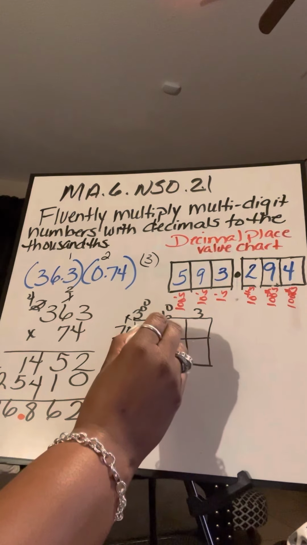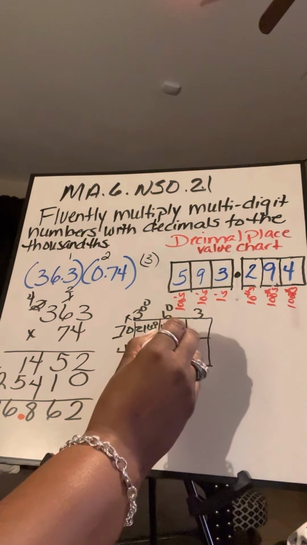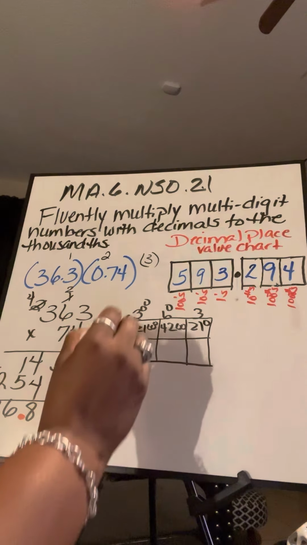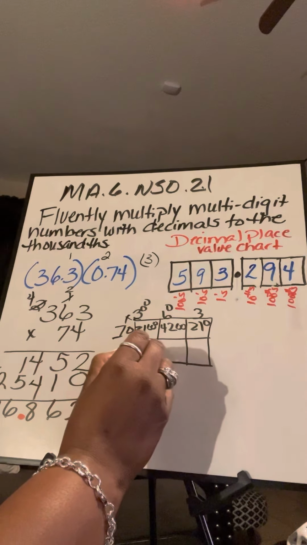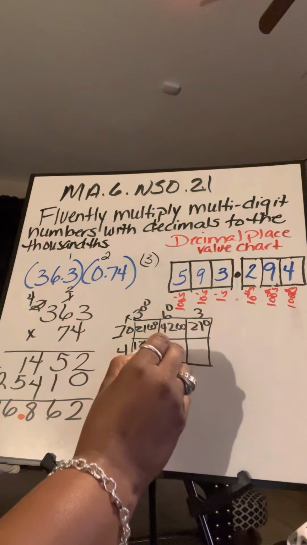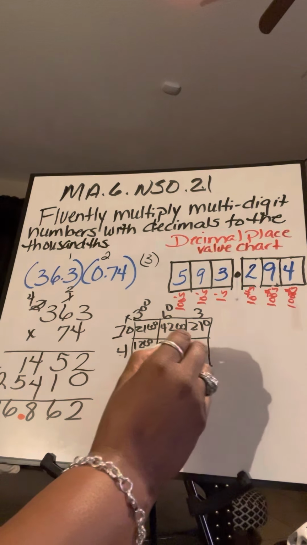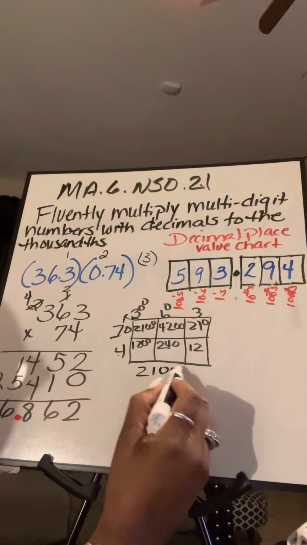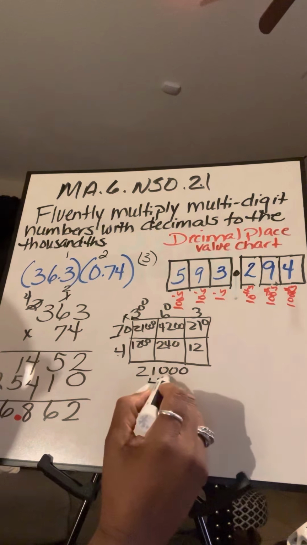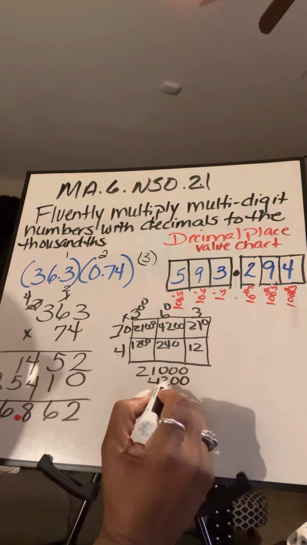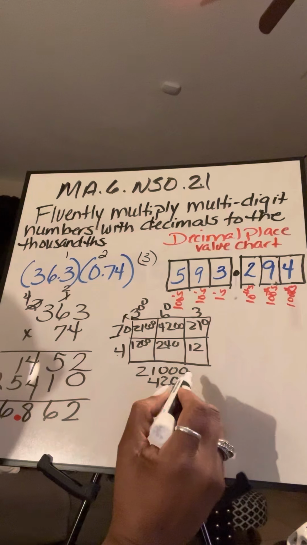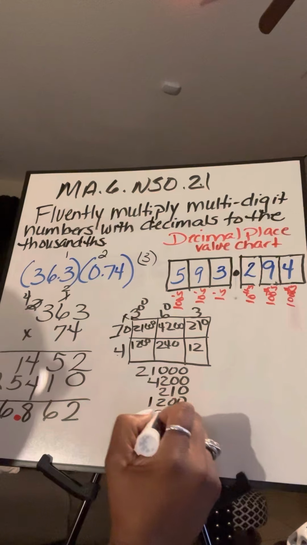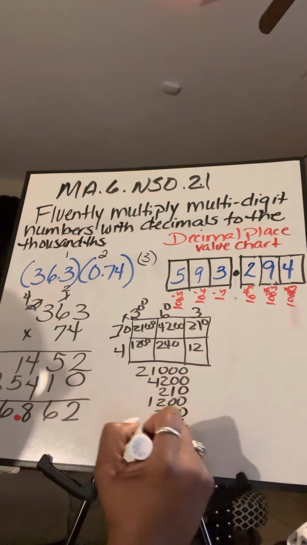7 times 6 is 42. 1, 2 zeros. 7 times 3 is 21. 1 0. 4 times 3 is 12 with 2 zeros. 4 times 6 is 24. There's 1 0, and 4 times 3 is 12. Now I'm going to add them all up together. So I have 21,000, 4,200. You have to be mindful to make sure you line your numbers up according to their value in order not to mess up what your answer should be.